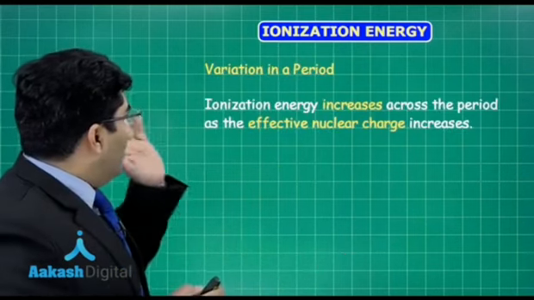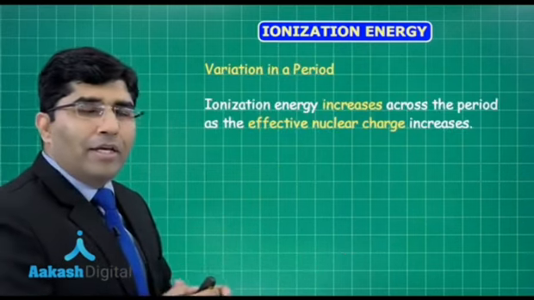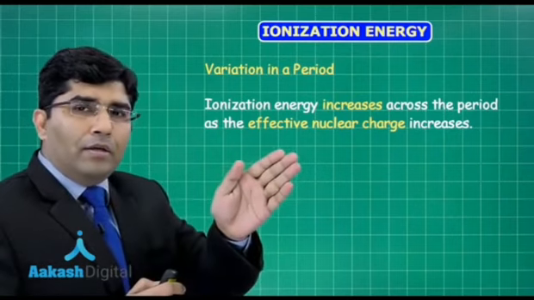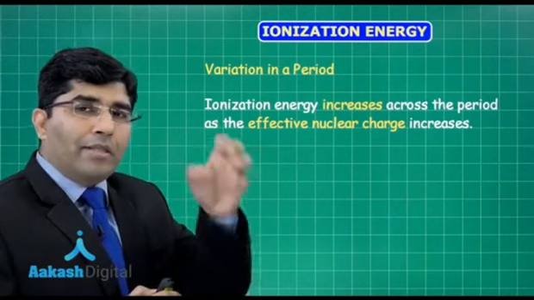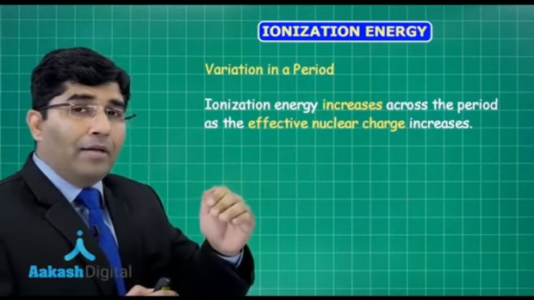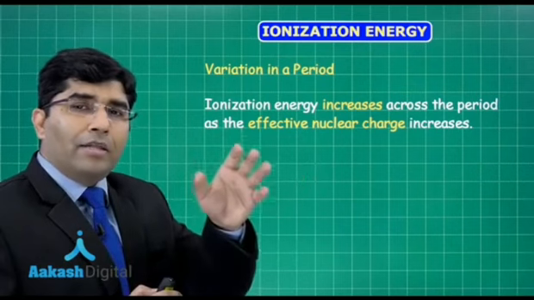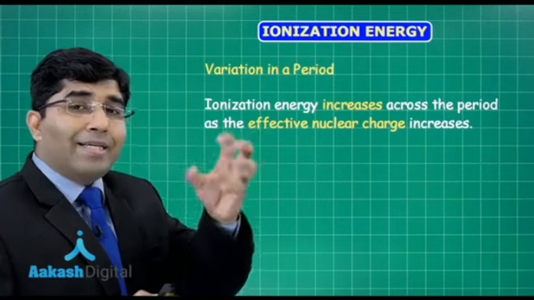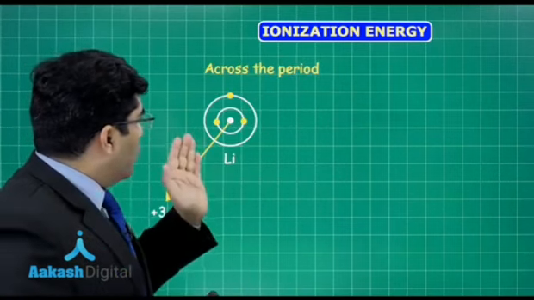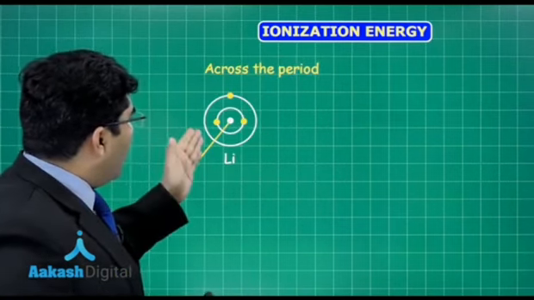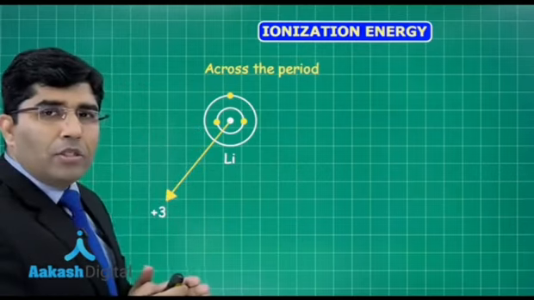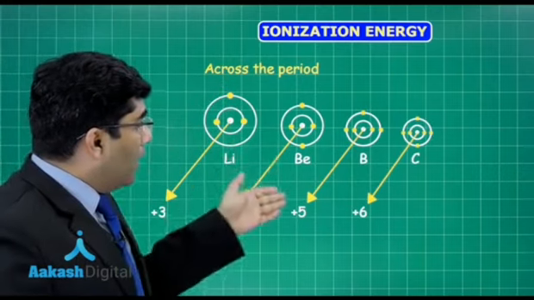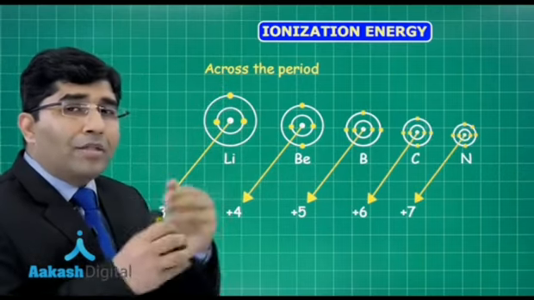Let's see the variation of the ionization energy in the period. Now, if we move across the period, the number of protons in the nucleus increases and the number of electrons in the same shell also increases. So therefore, size decreases. If we talk about lithium, there is +3 unit charge. For beryllium, there is +4, then boron, carbon, nitrogen. So what is happening? Nuclear charge is increasing.